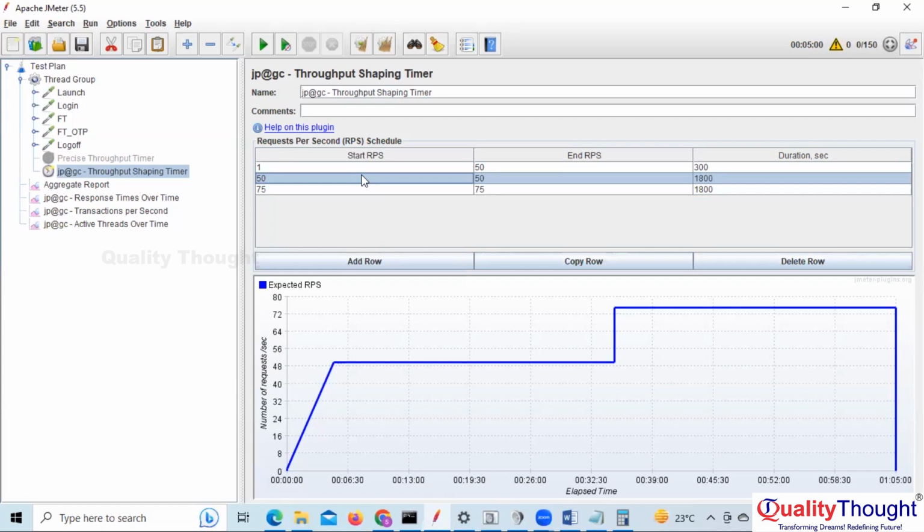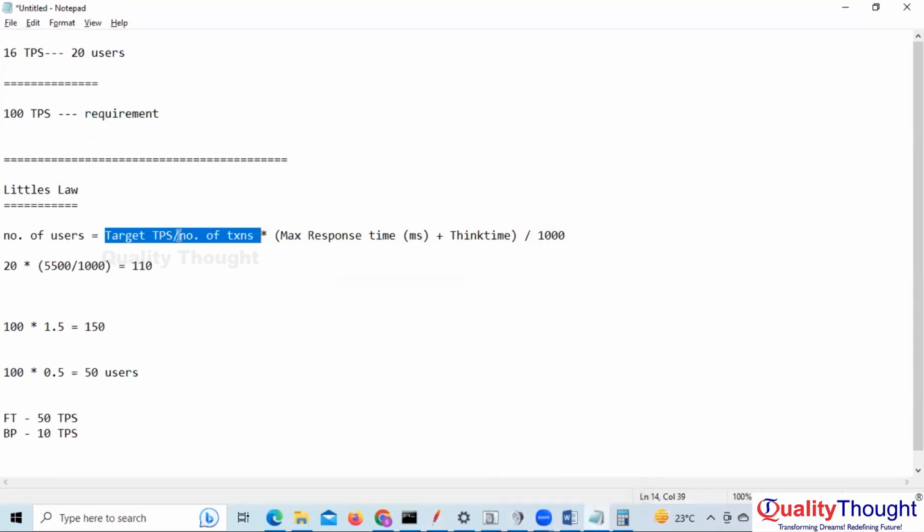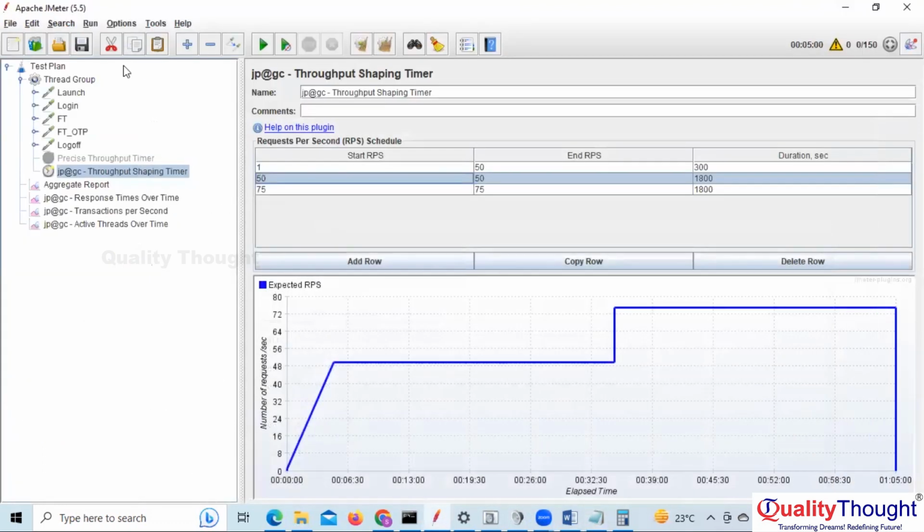Right. So these are the different timers which we have in JMeter. And in tomorrow's class, I will tell you how we calculate this Little's law, like why are we dividing this with the number of transactions and all that. And after that, I will start with a new element.